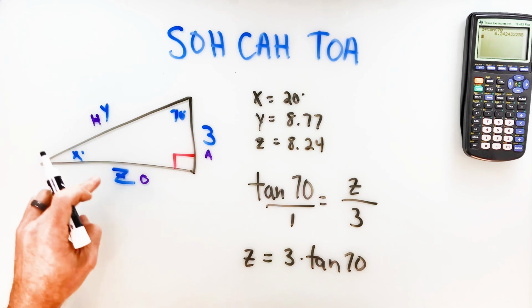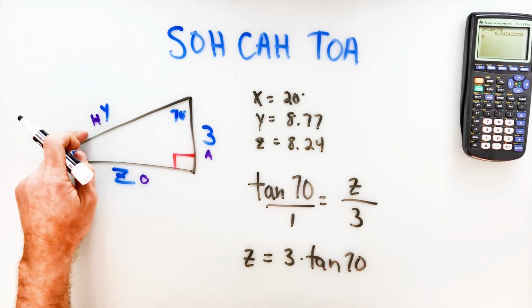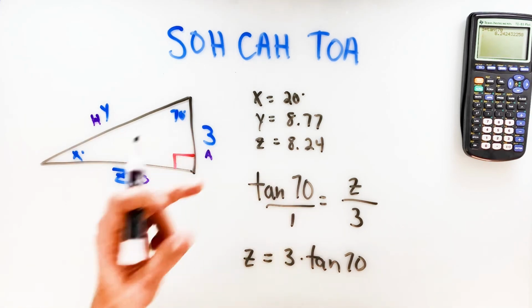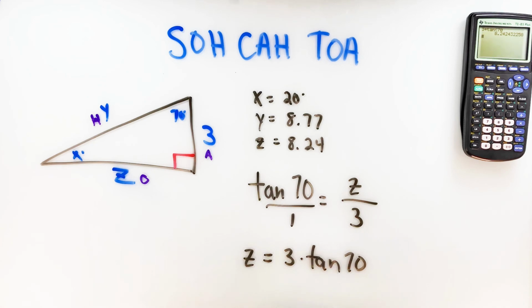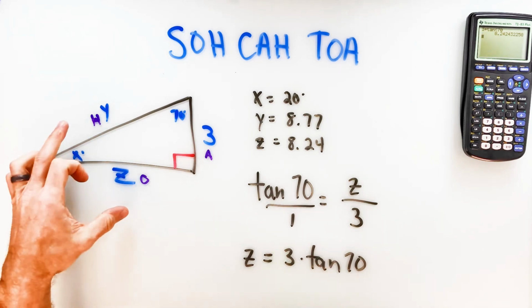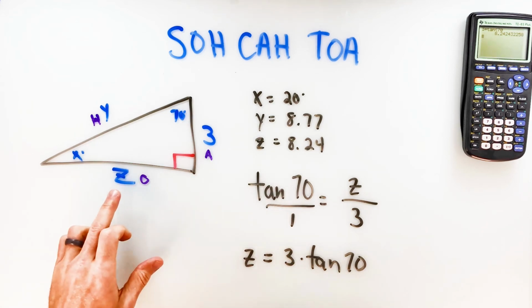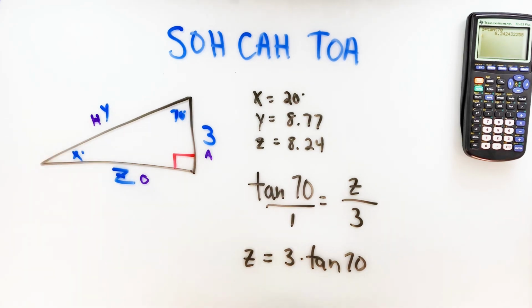Check my pictures. 8.24 is a little less than the hypotenuse, 8.77. So again, hypotenuse always has to be longest. So I know I'm good on that one. Okay, and that's it there. We've got all 3 angles, 70, 20, and 90. All 3 sides, 3 which was given, z 8.24, and y 8.77.